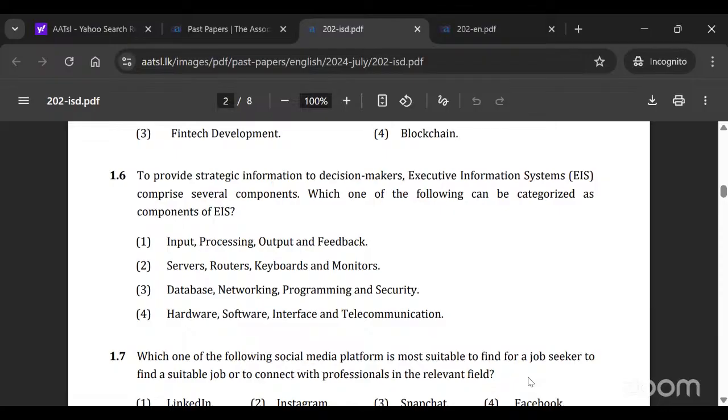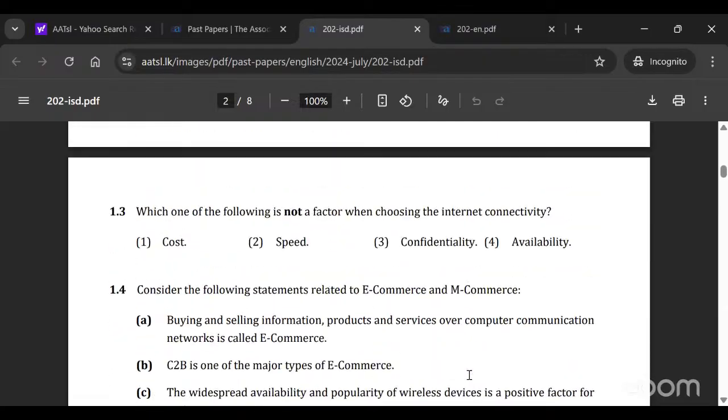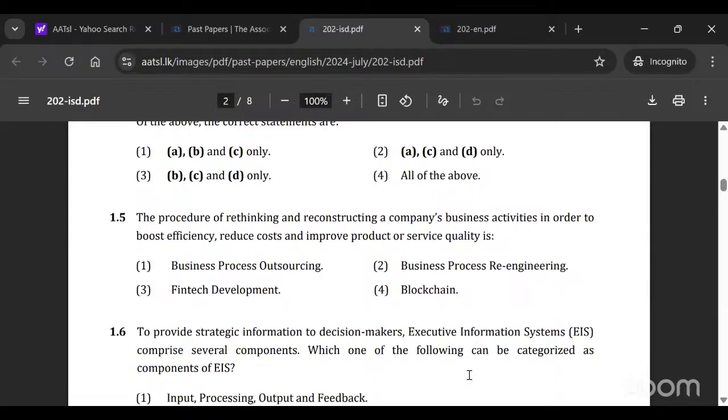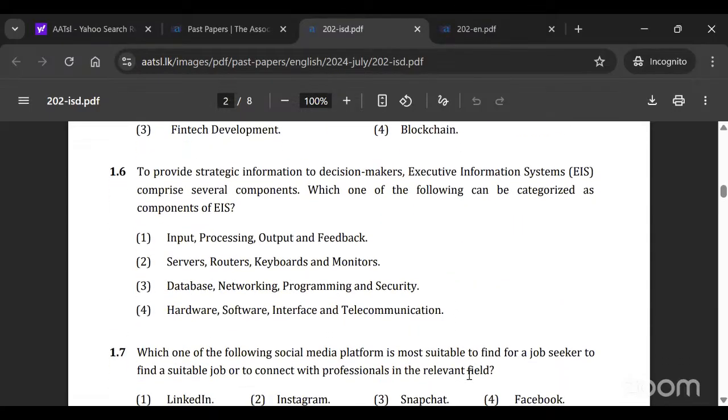That means top level management is supposed to use this, right? Top level managers are using this. Then input, process, and output. Input, process, and output. Right? That is mainly what we can say.